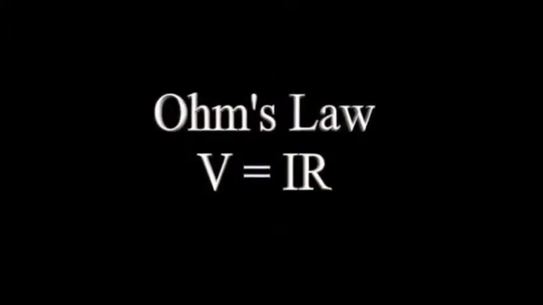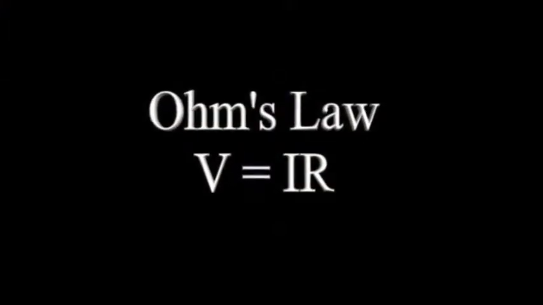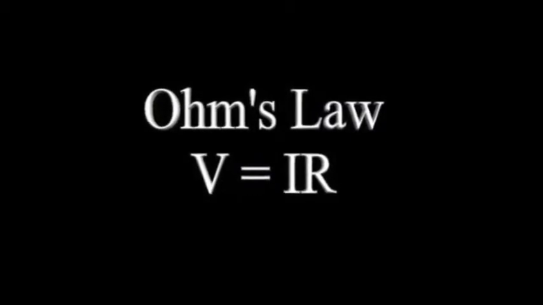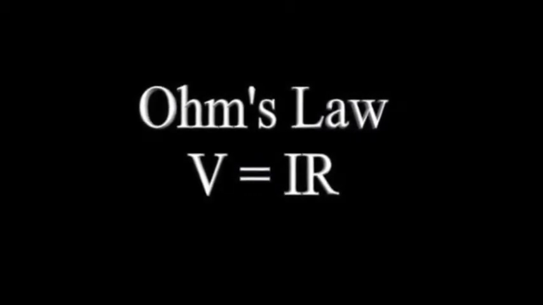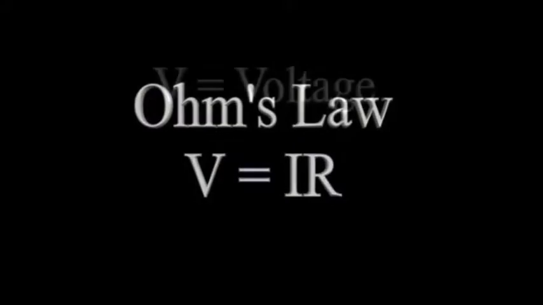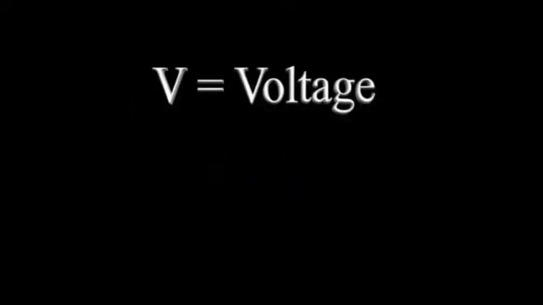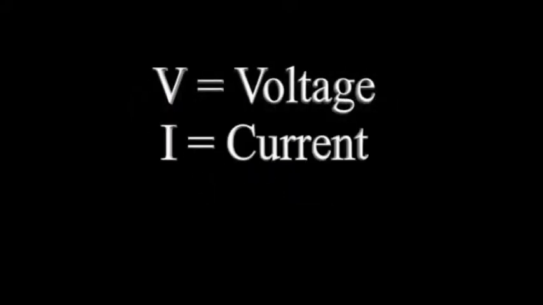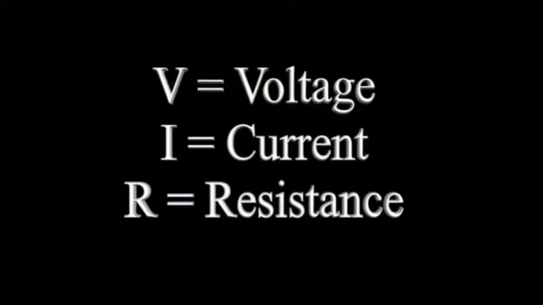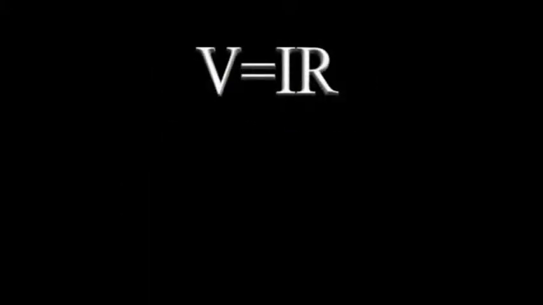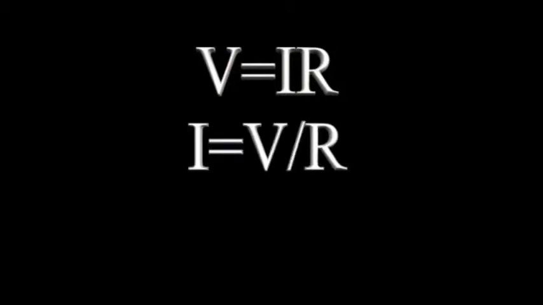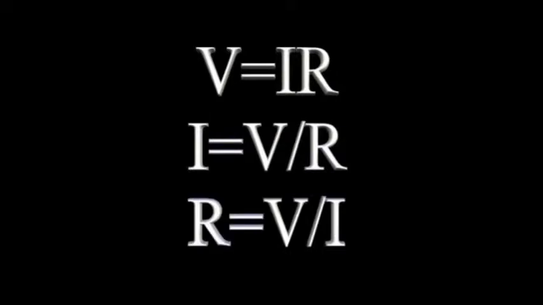V equals I times R. V equals IR. This is a simple equation that shows how current, voltage, and resistance are related. V represents voltage, I represents current, and R represents resistance. If you are familiar with manipulating an equation like this, you will know that we can state that I equals V over R, or R equals V over I.